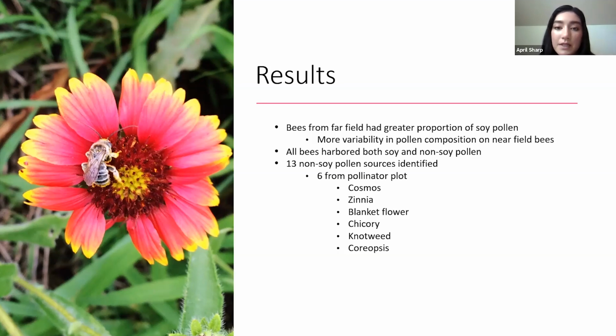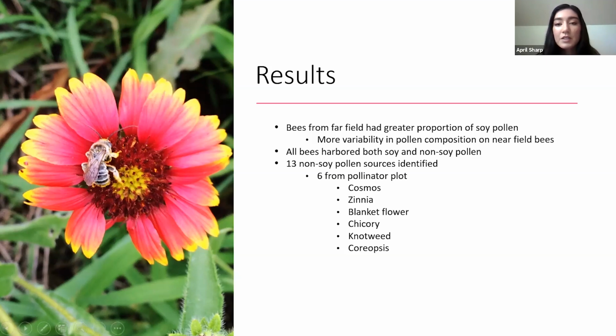All bees that I surveyed harbored both soy and non-soy pollen, and 13 non-soy pollen sources were identified in total. 6 of them were traced back to the pollinator plot, and I have listed their sources below.